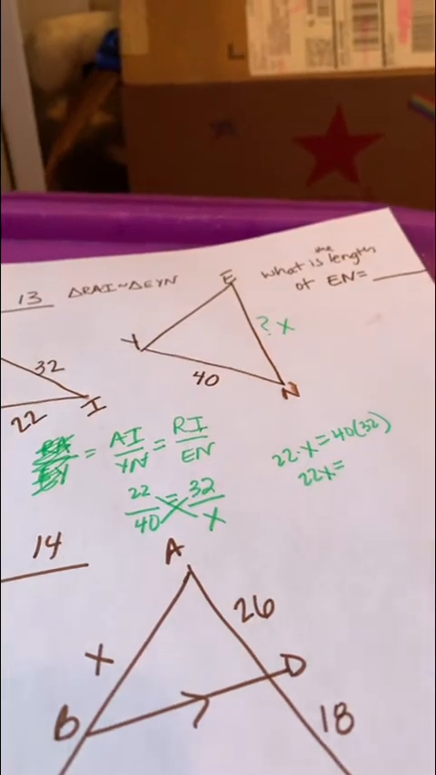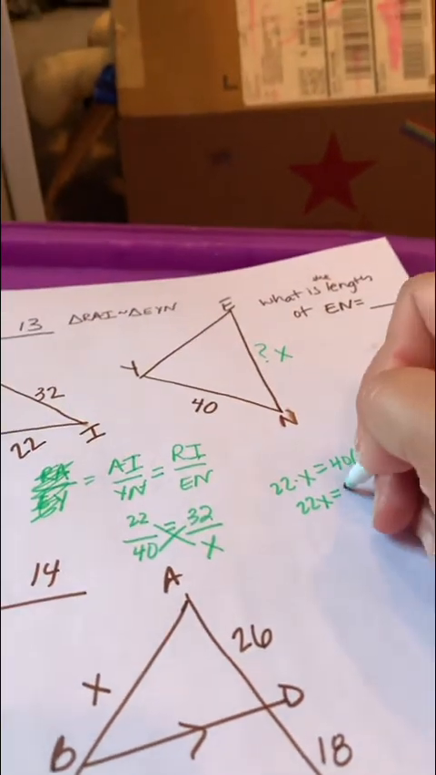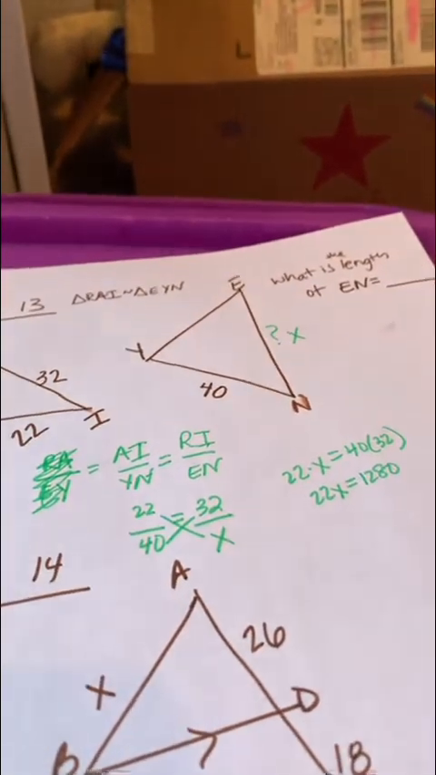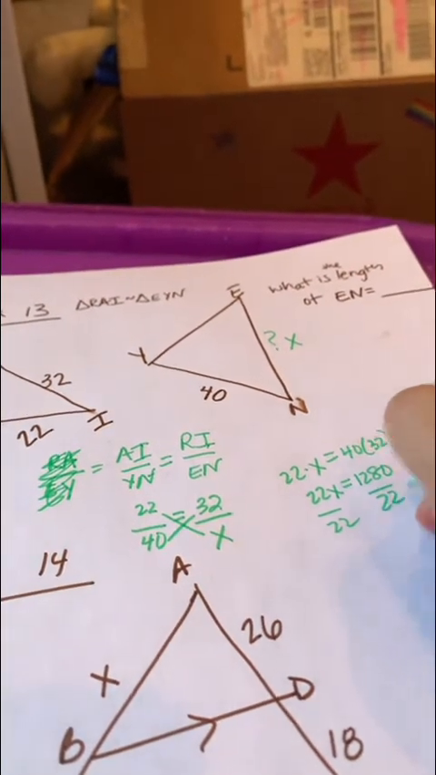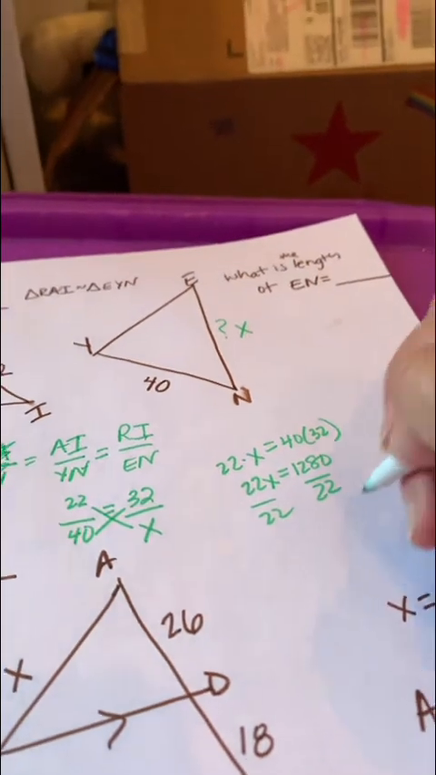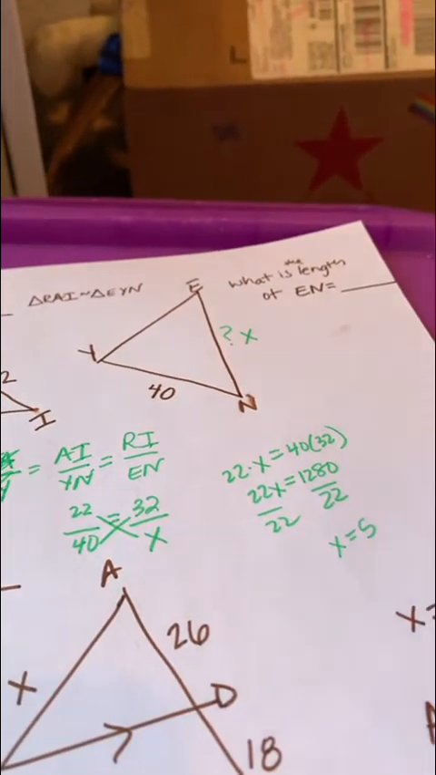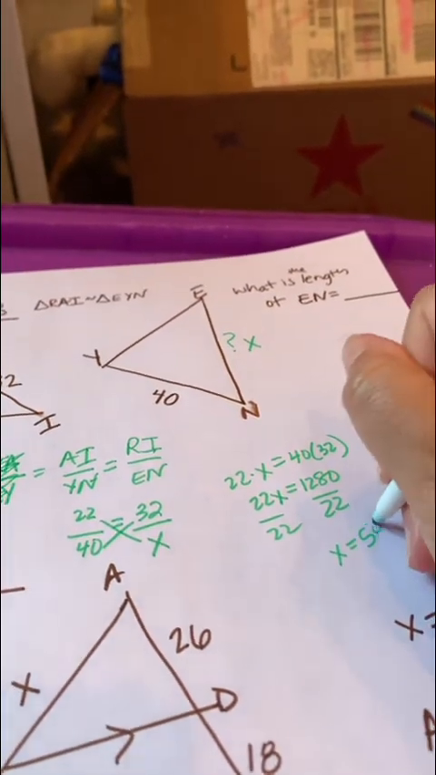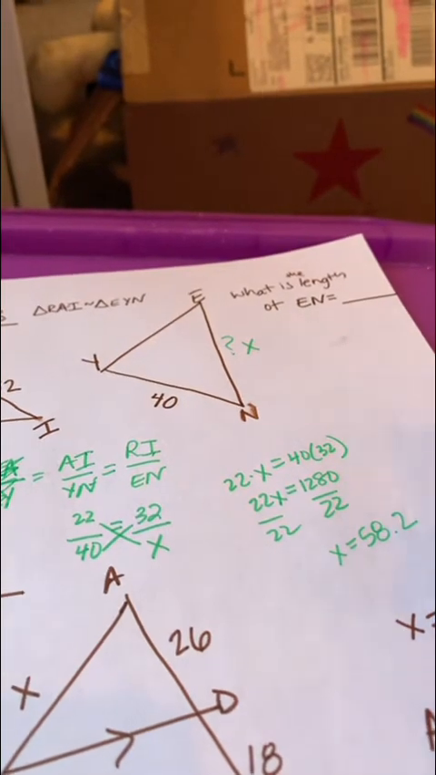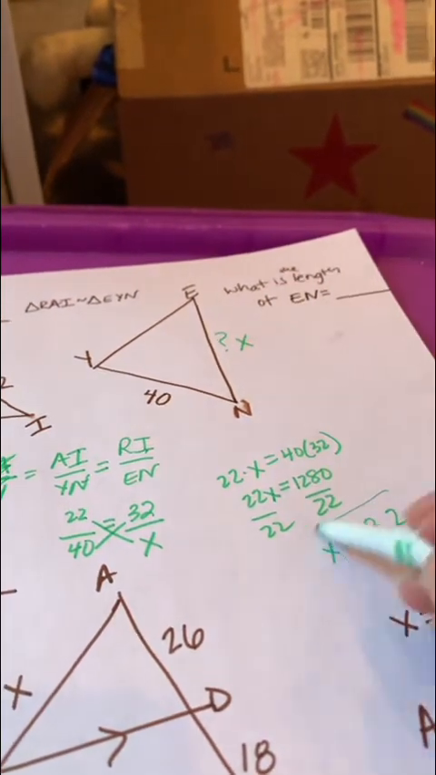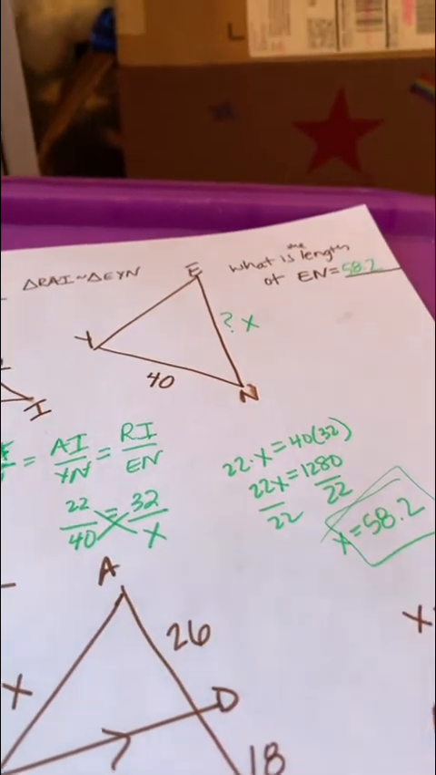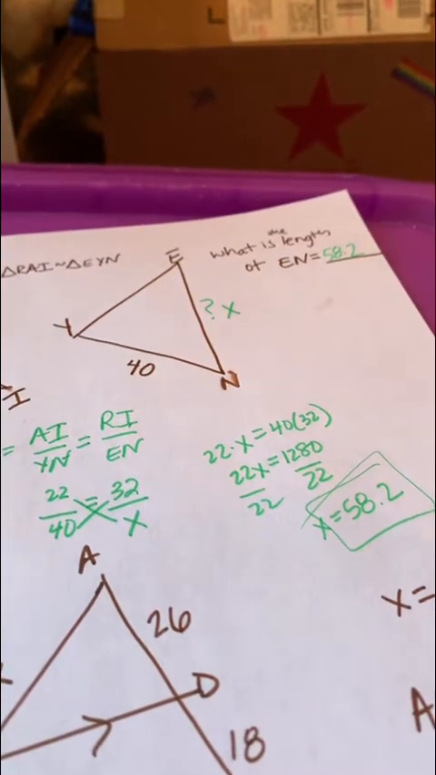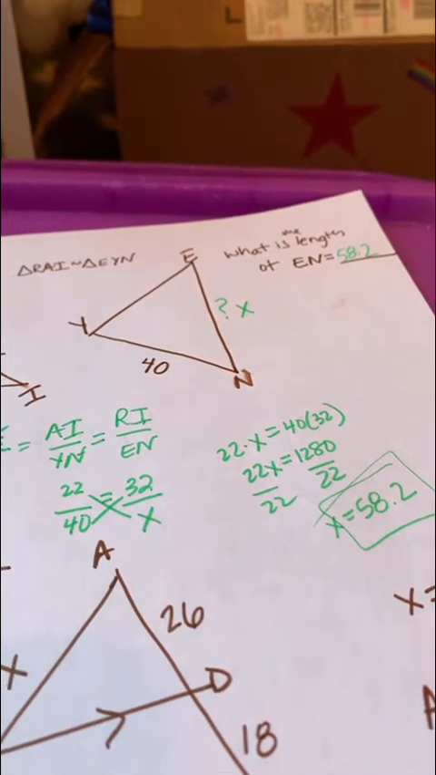22x equals 1,280. Divide by 22 is about 58.2. Okay, and that's EN, so that's what I'm looking for. 58.2. All right.